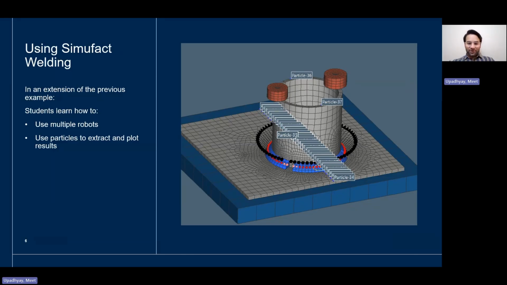So in Simufact Welding, a robot is just a setup used to define a weld. So you can have multiple robots welding at the same time. So you can have multiple welds going on, and then also starting to understand how to do post processing of your results. So be able to extract results from particular locations within your model.